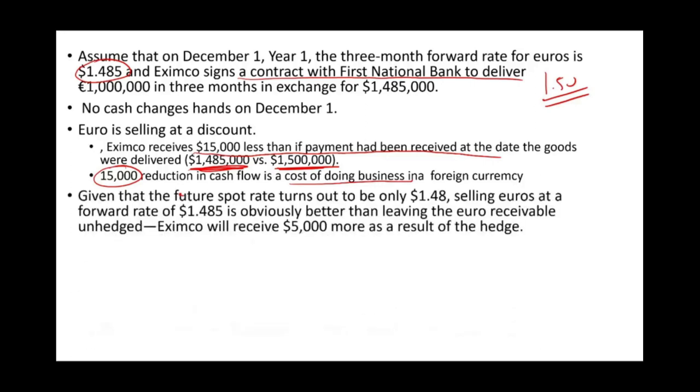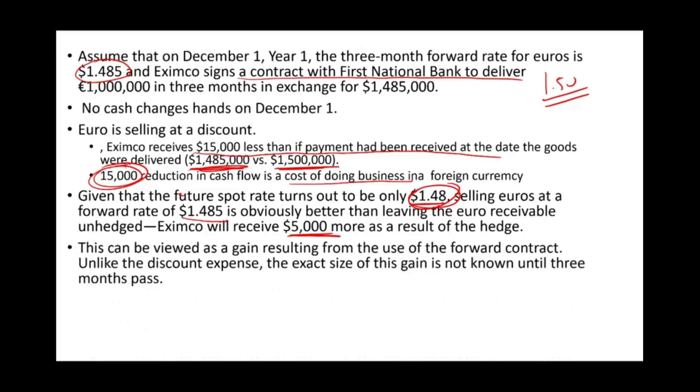Given that the future spot rate turns out to be only $1.48, now we know what this future spot rate is, selling euros at a forward rate of $1.485 is obviously better. So now we know after the fact that it was a good option selling the euros at 1.485 and accepting the discount, because if we had not, we would have sold them at $1.48. This is like seeing into the future, which you can't do, but I'm just telling you up front that we're going to be $5,000 better off by going into this forward contract. So this can be viewed as a gain resulting from the use of the forward contract. I hope you can see up front, before we go into the journal entries, that we did well by entering into this contract. You don't know how good or how bad until down the road, but now we know the future here.